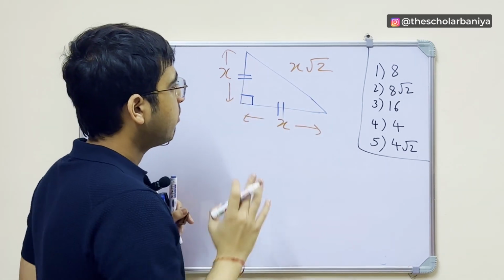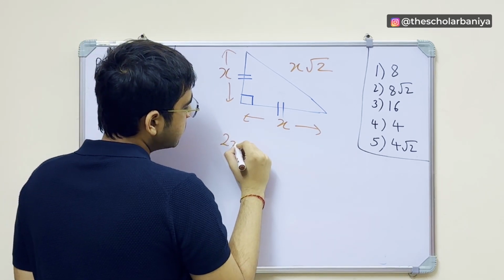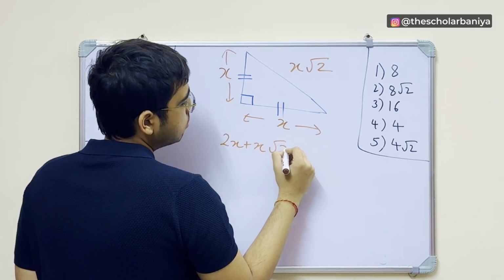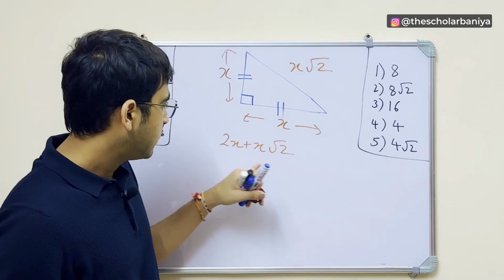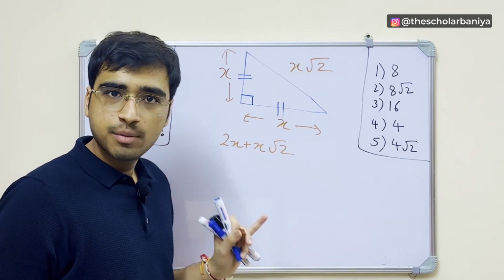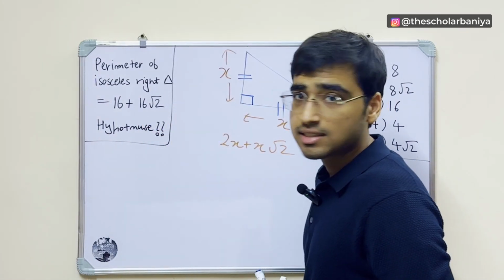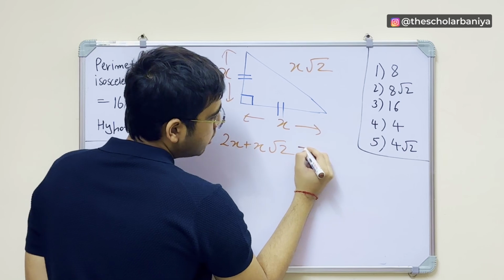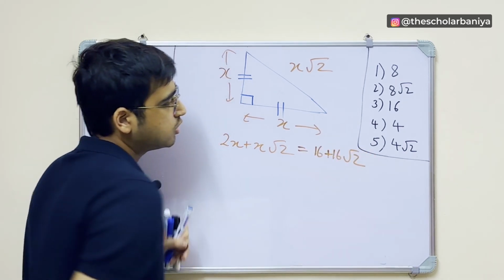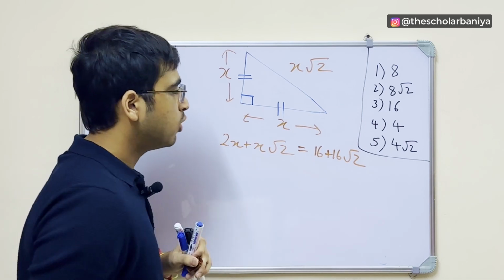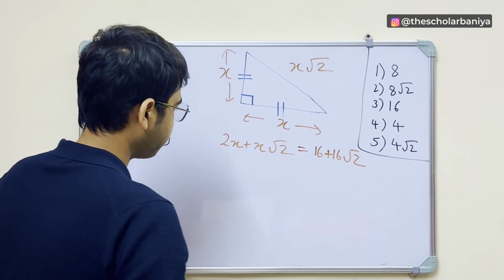Now tell me one thing, what will be the perimeter of this triangle? The perimeter will be x plus x plus x root 2, so that means 2x plus x root 2 will be the perimeter, right? And that is equal to how much? 16 plus 16 root 2, right? So we have to find the length of x root 2 over here. I hope this makes complete sense.